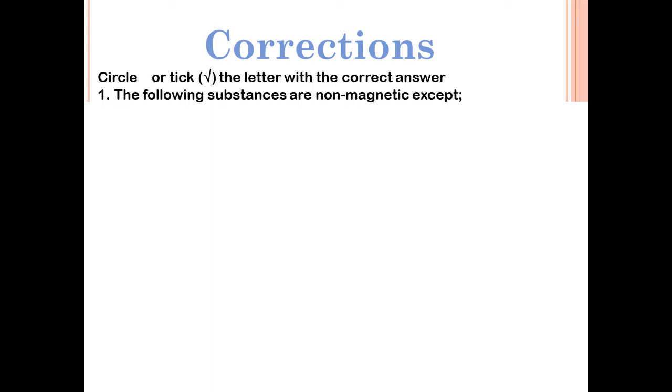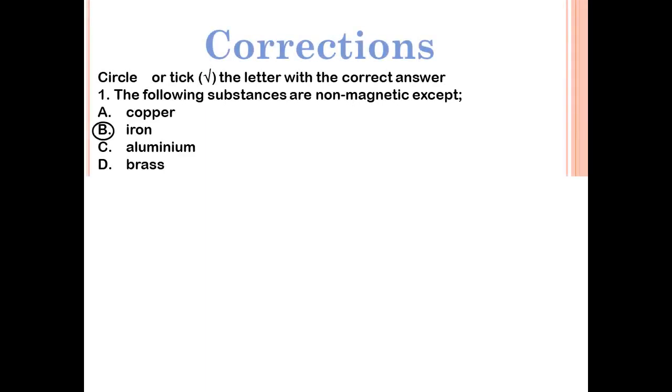The first question was, the following substances are non-magnetic except. We were supposed to tick or circle a letter that had the correct response. When you look at the list of words that were given, iron qualifies because it's the only substance which is magnetic, because the rest are non-magnetic.